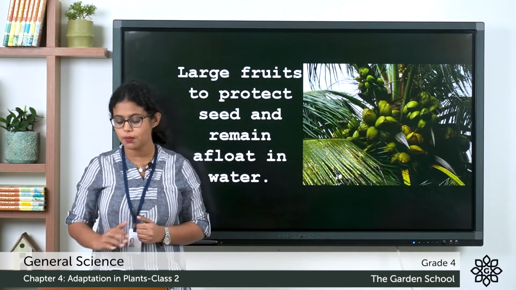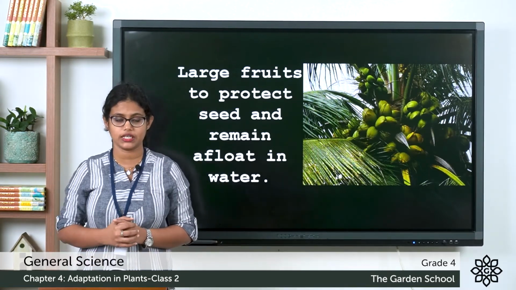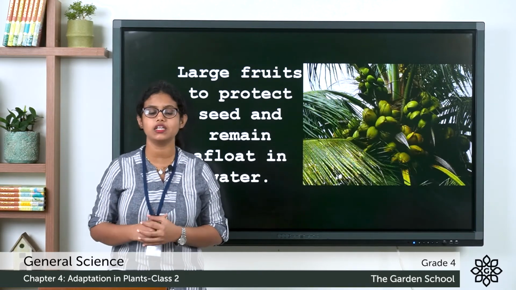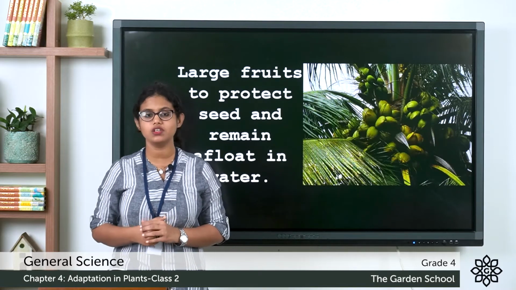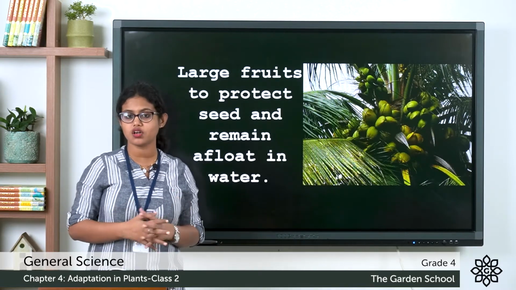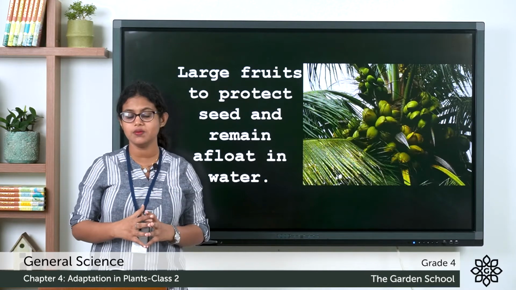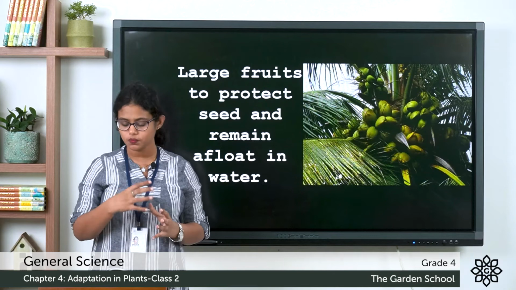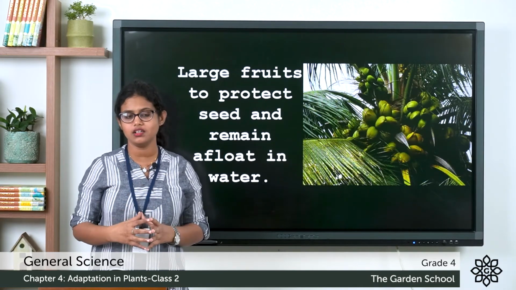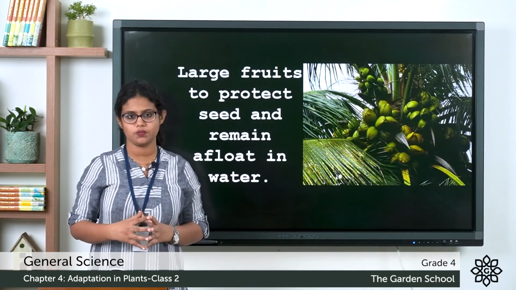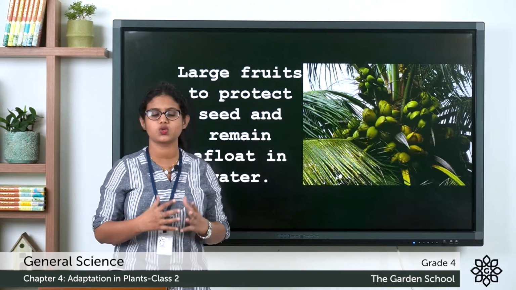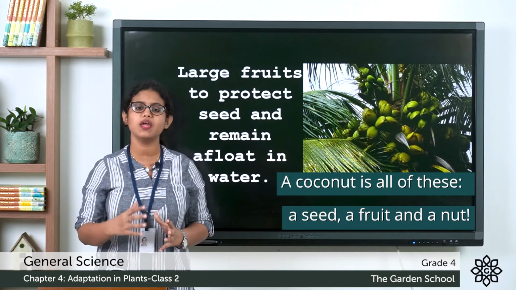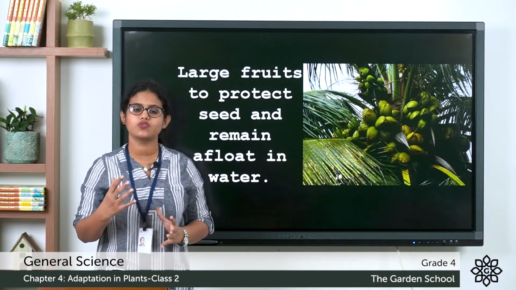And in page number 39, you can see a box given here. Did you know? It is given, why is there water inside a coconut? So the answer is given, the coconut is a seed. So do you know coconut is a seed? So coconut is a seed and there is a baby plant inside it. And it uses the water inside the shell that helps it grow. So the fruit remains floating in the water for many days.